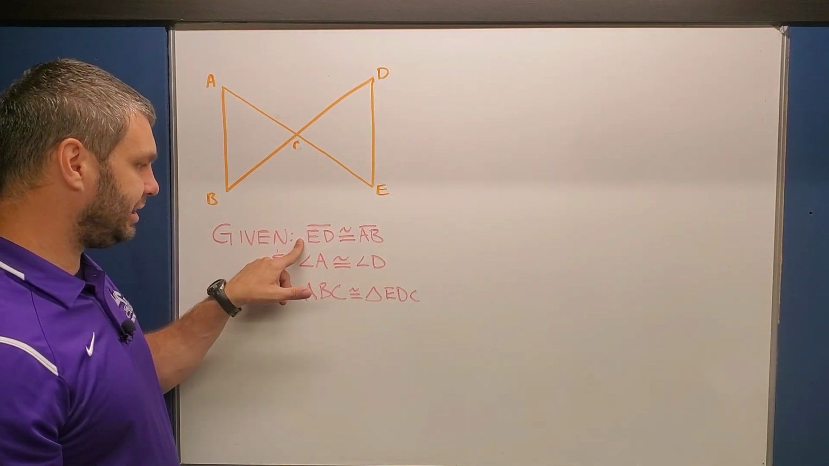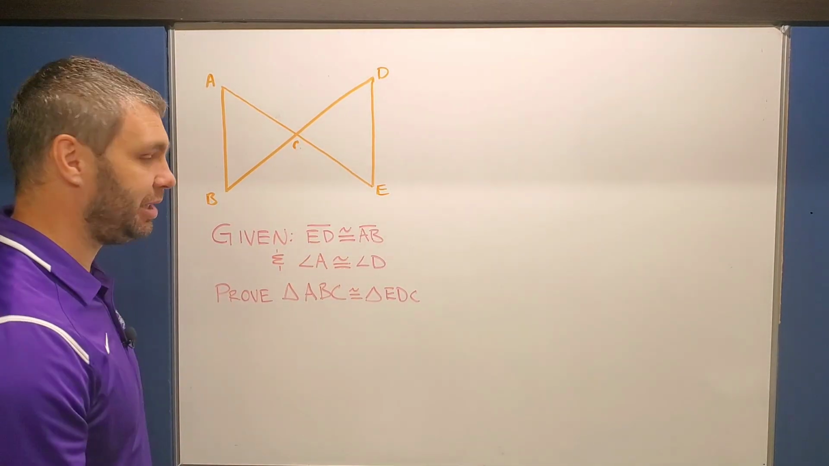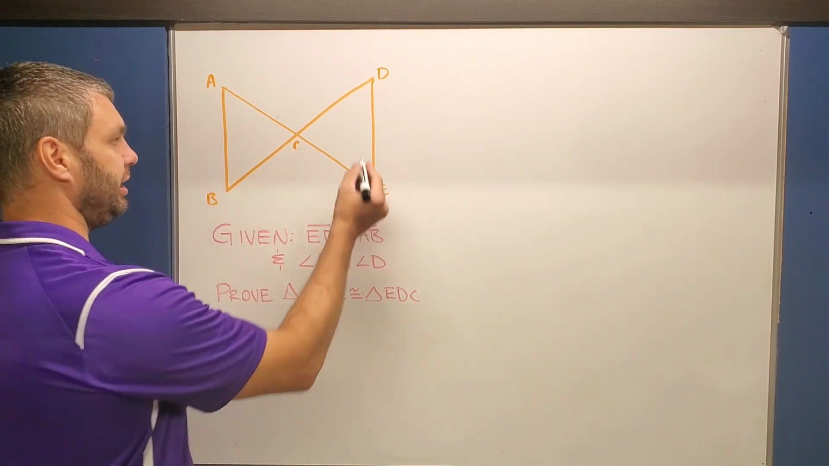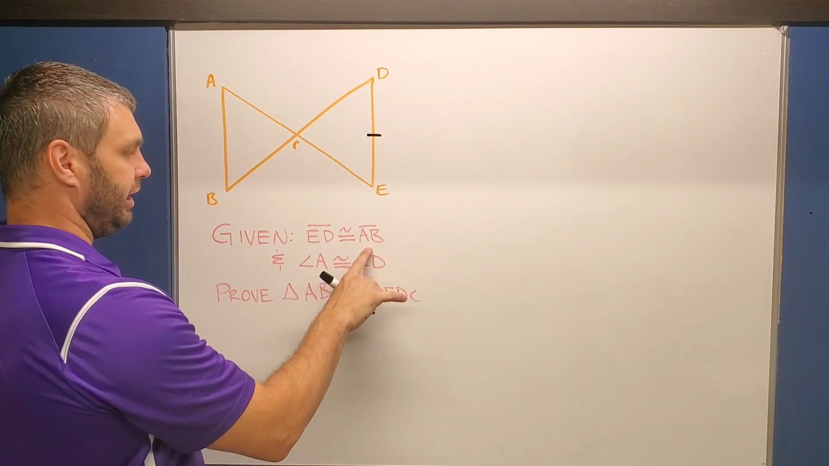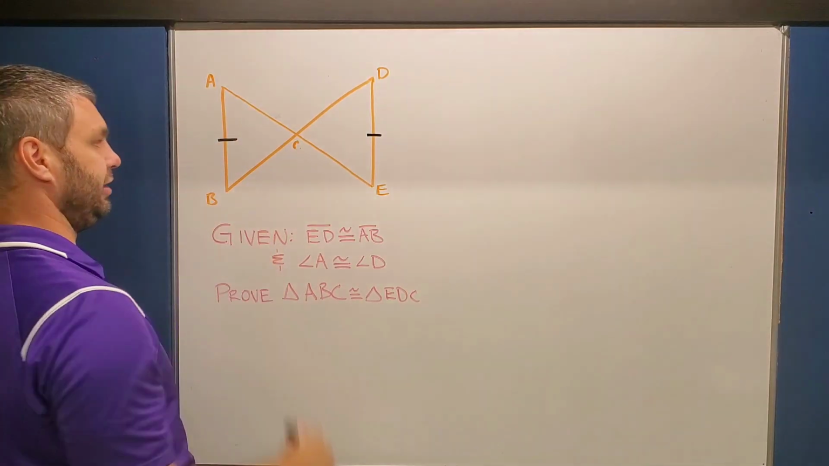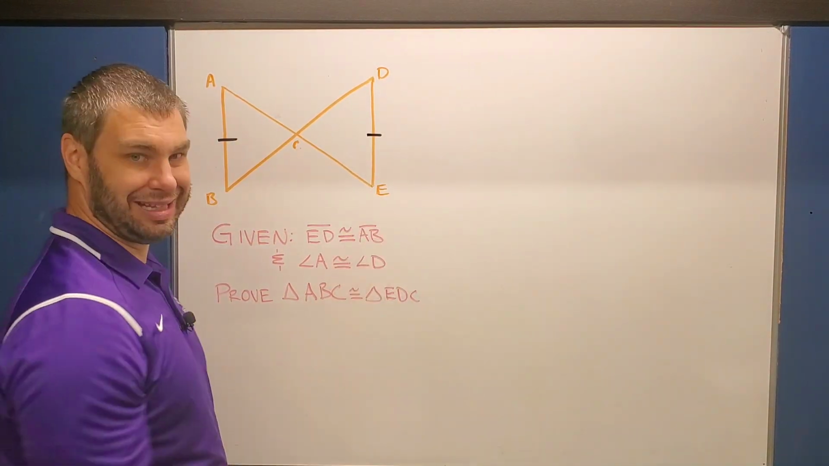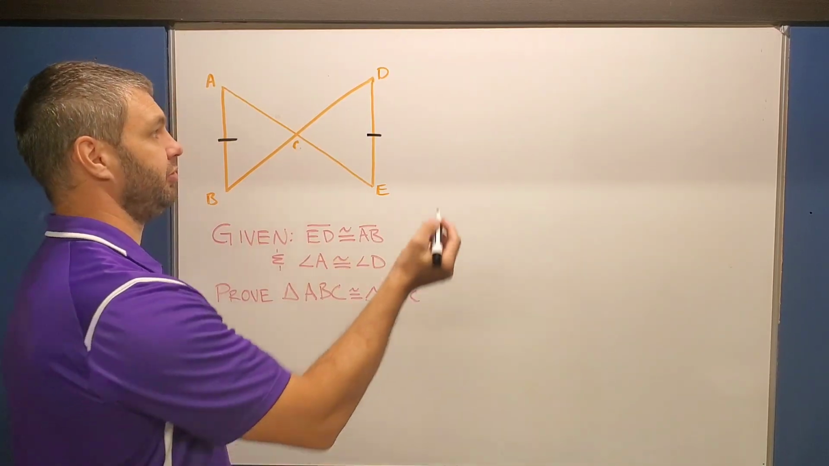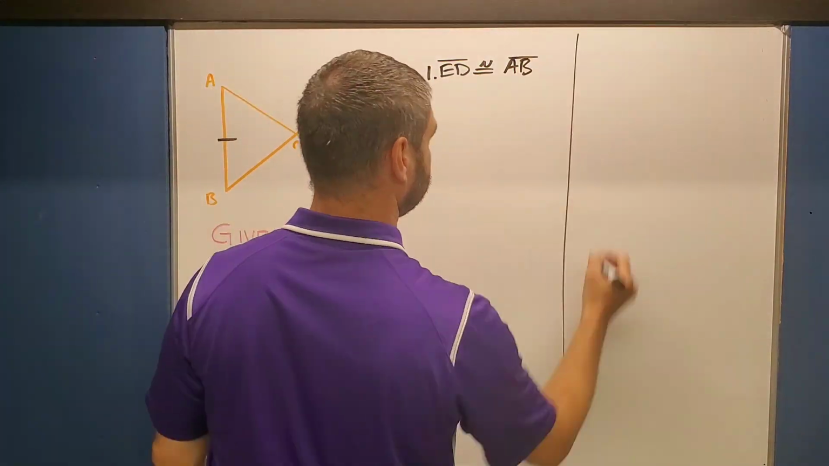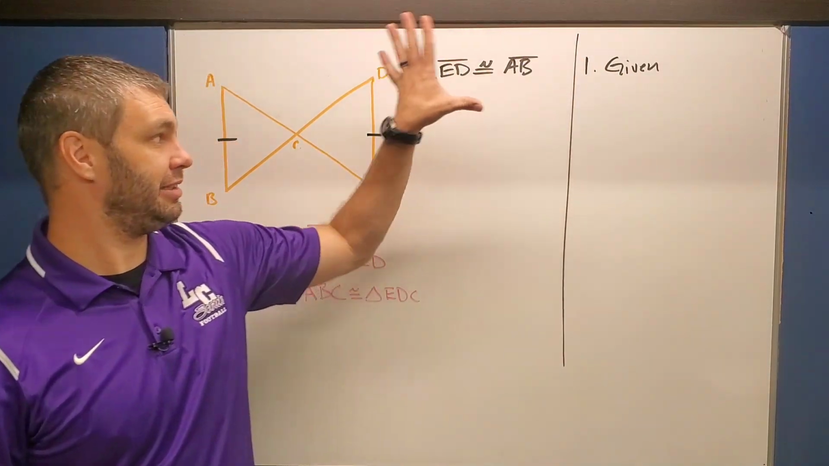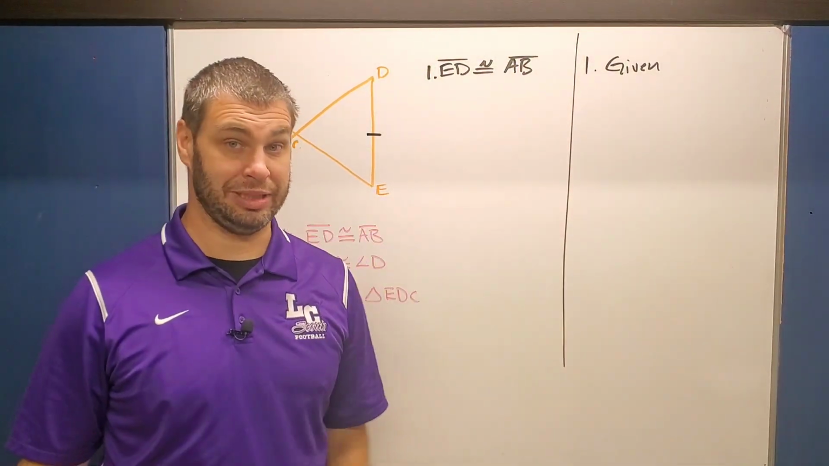They give us that ED is congruent to AB. I'm always a big proponent of marking up your picture if possible. So ED is this one, and AB is this side. I like to put little tick marks there to indicate that those two are congruent. And I'm going to write that down in my proof. Okay, and then you'll notice that I put the reason is the given. So you kind of think of this as the statements, and that is the reasons.